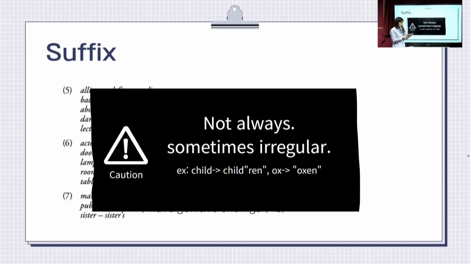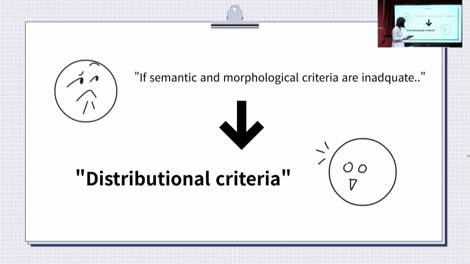It turns out, however, that morphological criteria are only of limited value. For example, many nouns do not end in any of the typical nominal suffixes such as -ness, -hood, -tion. Some take an irregular plural ending, such as child, children, and ox, oxen. If semantic, that is notional, and morphological criteria are inadequate, then it seems that what we have left are distributional criteria. As we will see, these are in fact the most reliable.